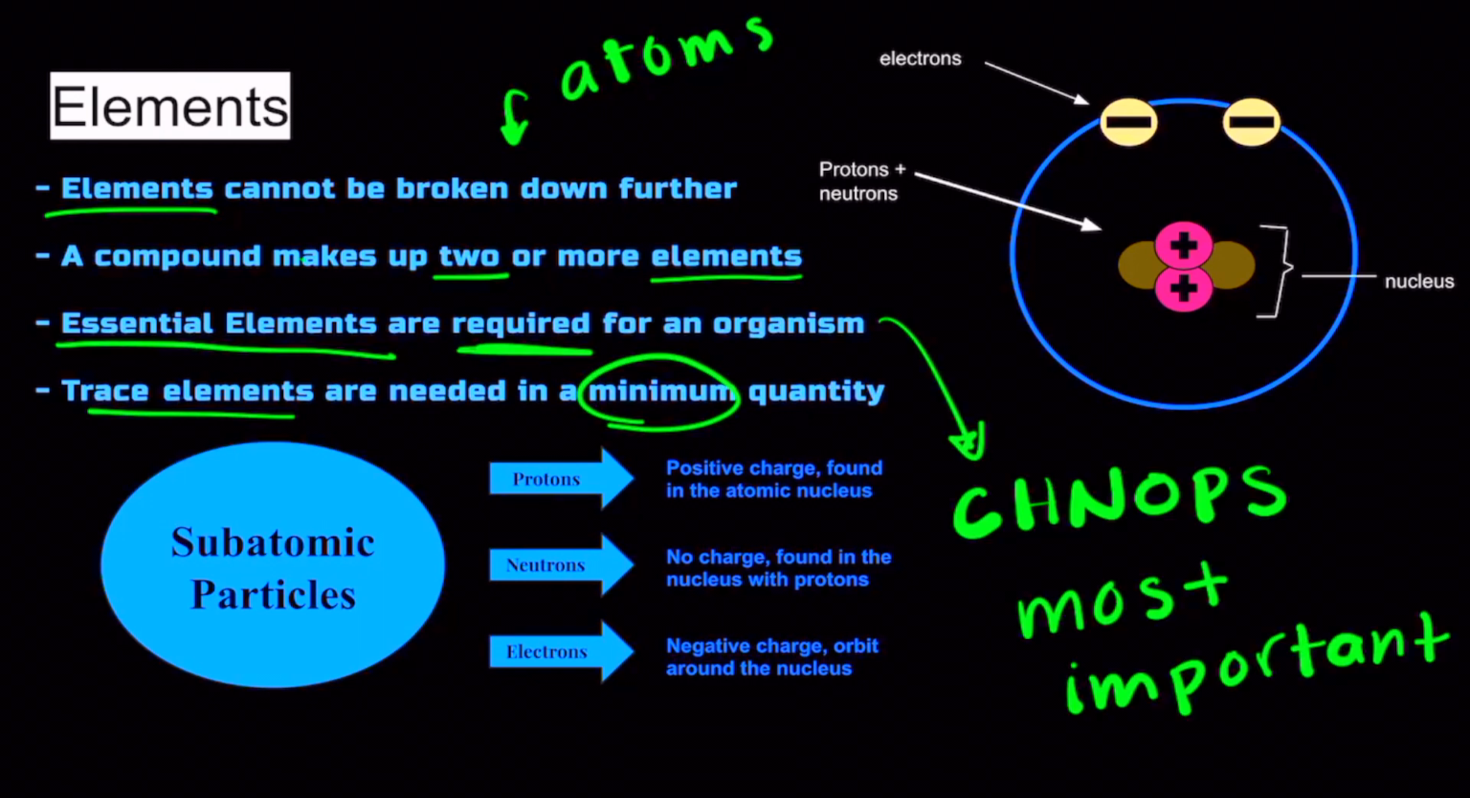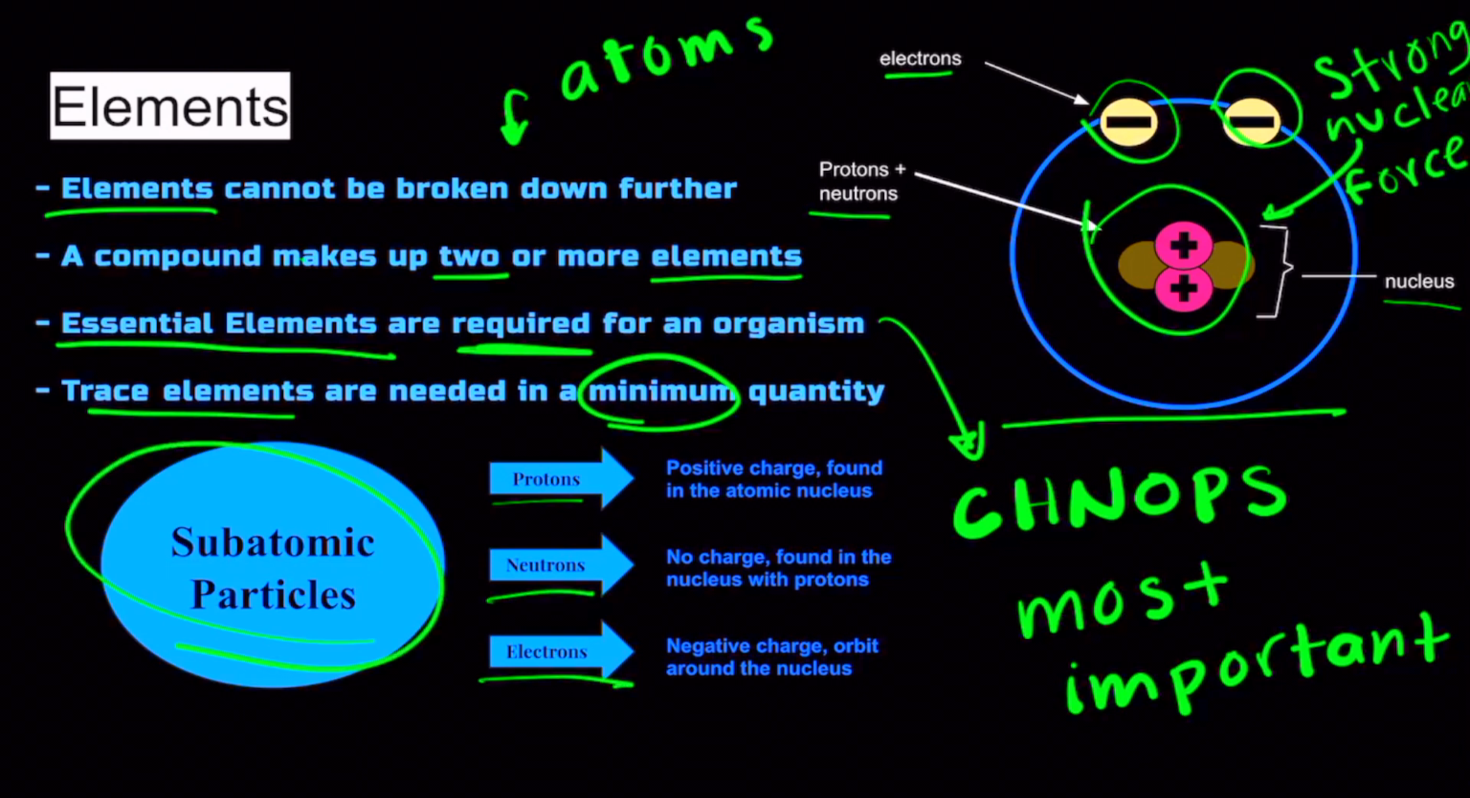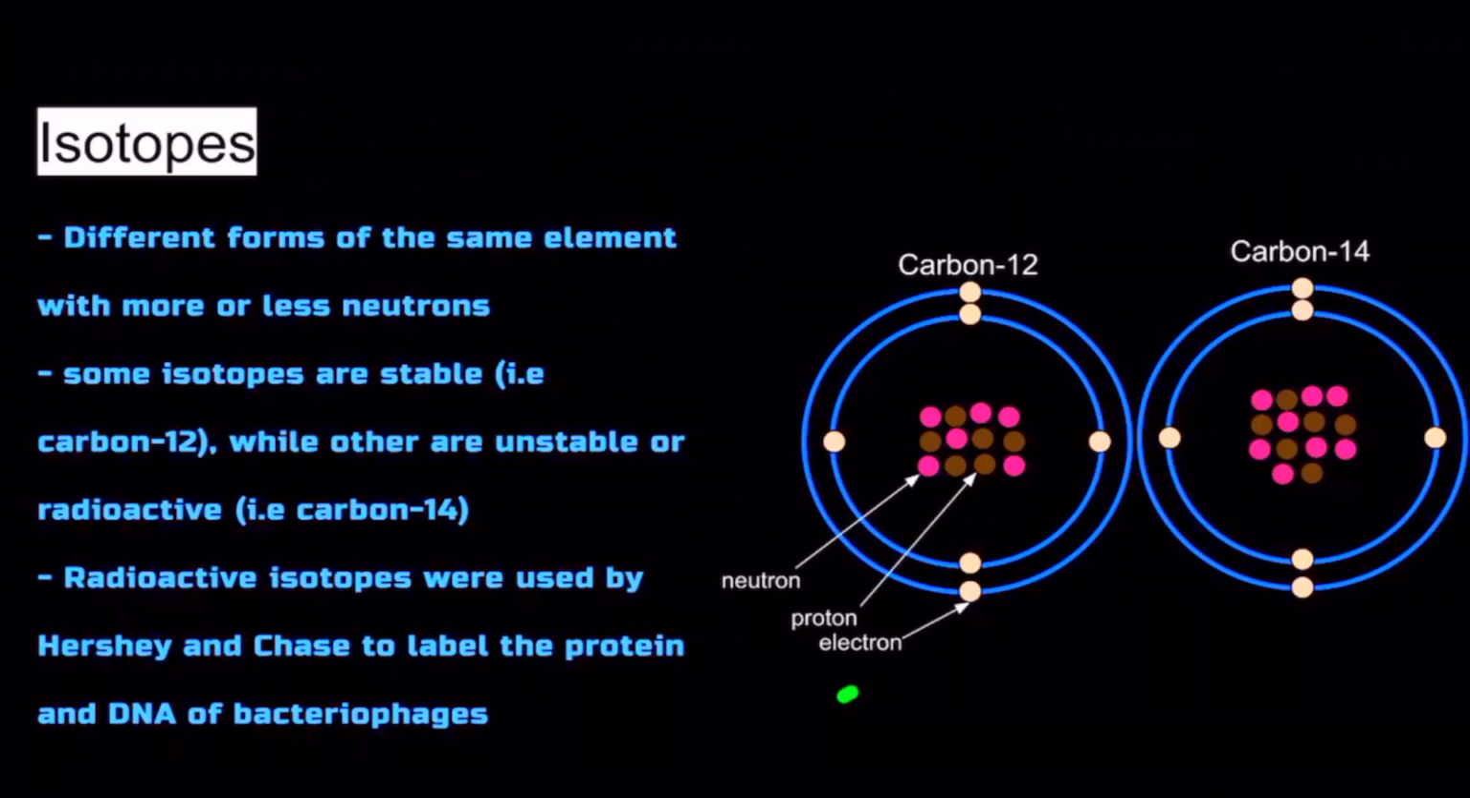SPONCH is an example of 6 of the essential elements that we need: carbon, nitrogen, hydrogen, oxygen, phosphorus, and sulfur. This is an example of an element. The electrons are over there and the protons and neutrons are in the nucleus. The electrons are orbiting around the nucleus. The protons and neutrons are held together in the middle using the strong nuclear force. Protons have a positive charge, neutrons have no charge, and electrons have a negative charge, and these are all called subatomic particles.